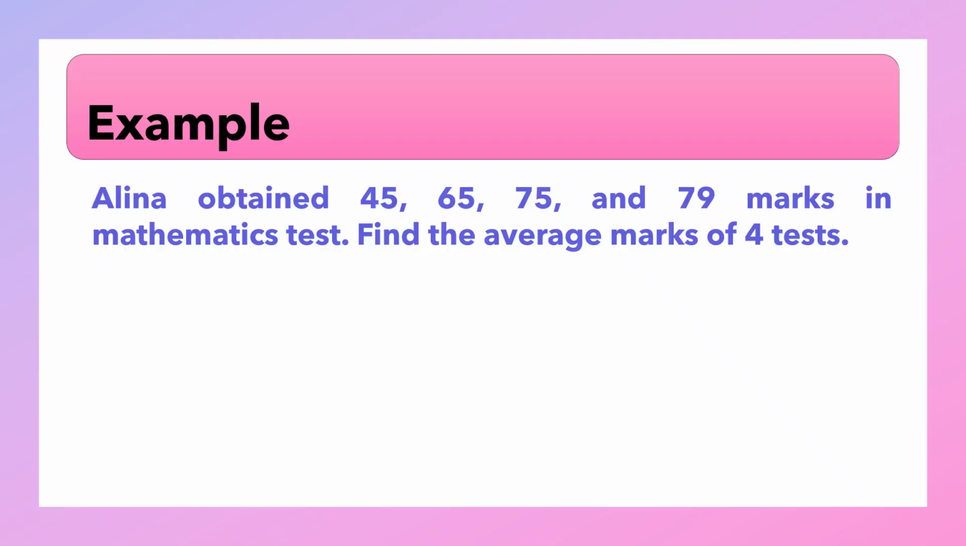To understand the concept of the equal distribution of numbers, we have to look into this example. Alina obtained 45, 65, 75, and 79 marks in mathematics tests. Find the average marks of 4 tests. Alina got different marks in 4 different tests, and we have to find out the average score.